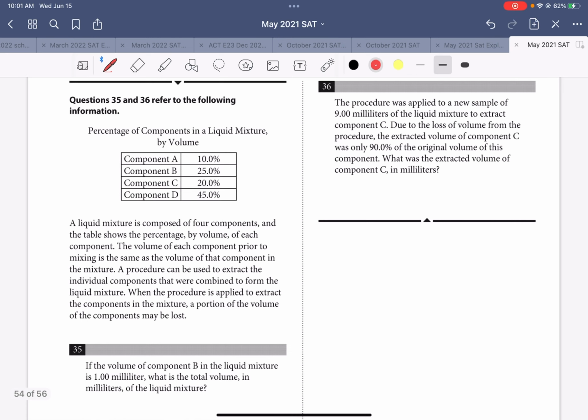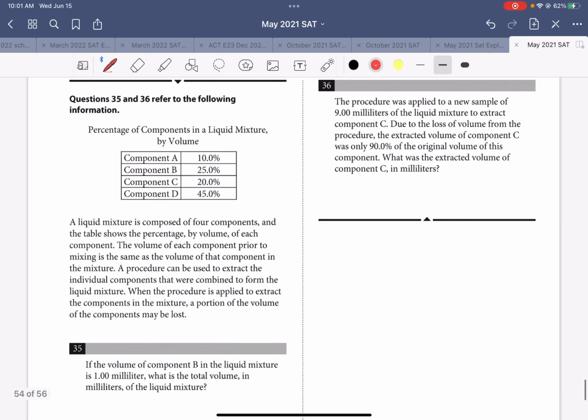Now, number 35. They gave you a percentage of components in a liquid mixture by volume. A liquid mixture is composed of the 4 components, and the table shows the percentage by volume of each component. The volume of each component prior to mixing is the same as the volume of the components in the mixture. The procedure can be used to extract the individual components that were combined to form the liquid mixture. When the procedure is applied to extract the components in the mixture, a portion of the volume of the components may be lost. So let's look at number 35.